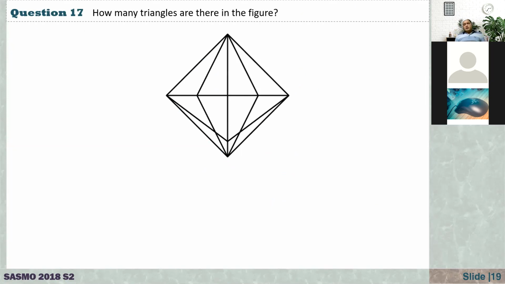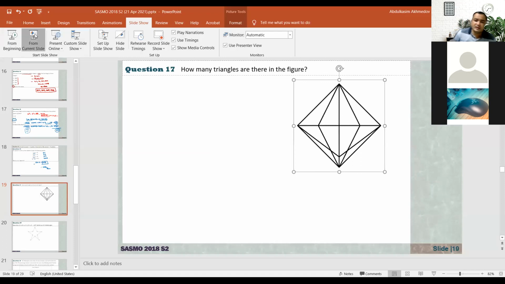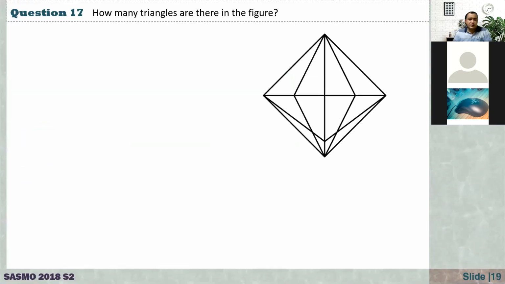How many triangles are there in the figure? Okay, so how do you count this? Again, this kind of question, it's just in the count. And how many triangles do we have here that have one part and two parts and also three parts? Is it possible? Yes, it is, 3 parts.